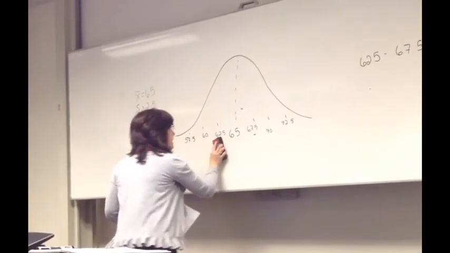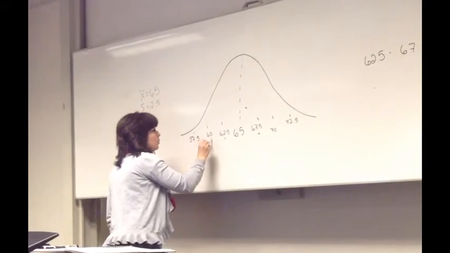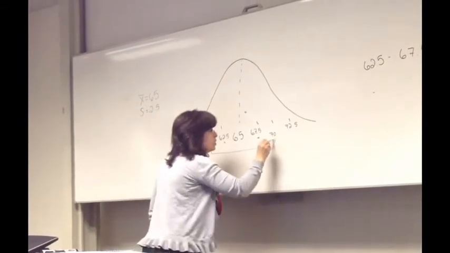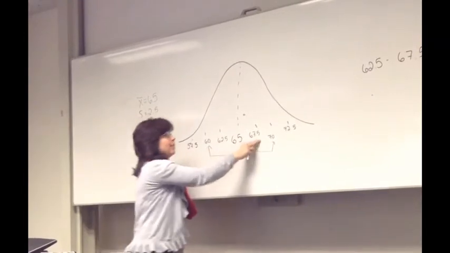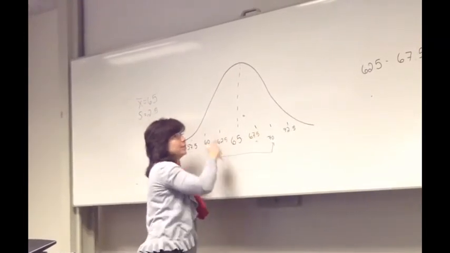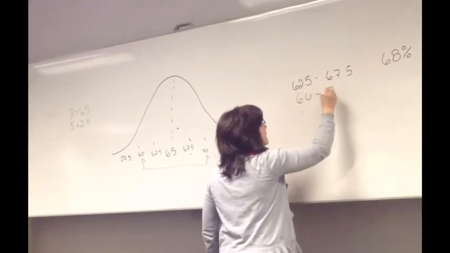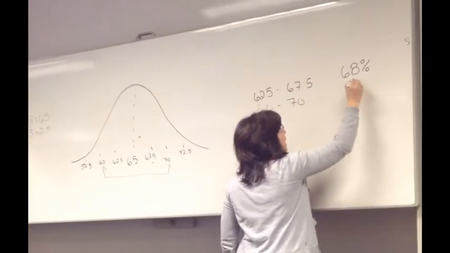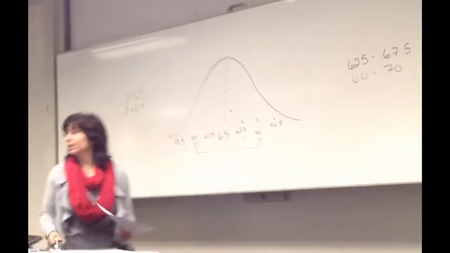Okay, part B asks you what percentage of women fall within 60 to 70 inches of height. And you notice it's 95 because we're up 2 standard deviations and down 2 standard deviations. So between 60 and 70, we have 95% of the women. Okay? Any questions?